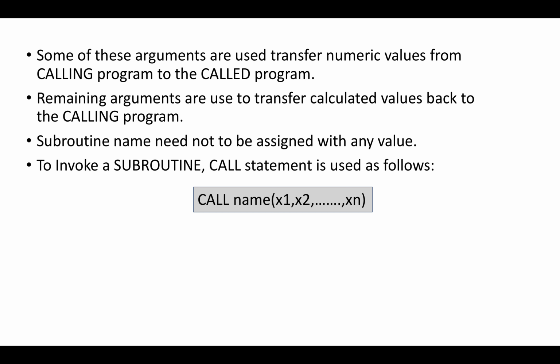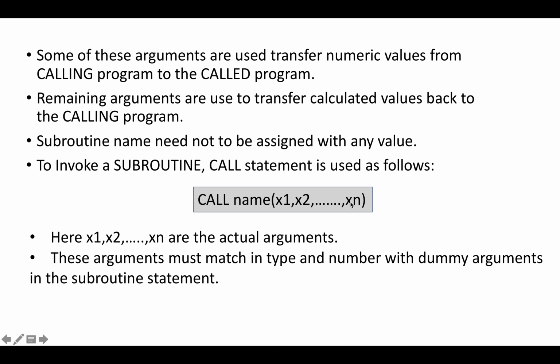To invoke a subroutine, once you define a subroutine, you have to call that subroutine in the main program as well. So to invoke a subroutine, a call statement is used as follows. Simply call the name of the subroutine followed by the arguments x1, x2, and so on up to xn, any n number of arguments. x1, x2 are actual arguments. These arguments must match in type and number with the dummy arguments in the subroutine statement. I have already explained this concept in function programs.